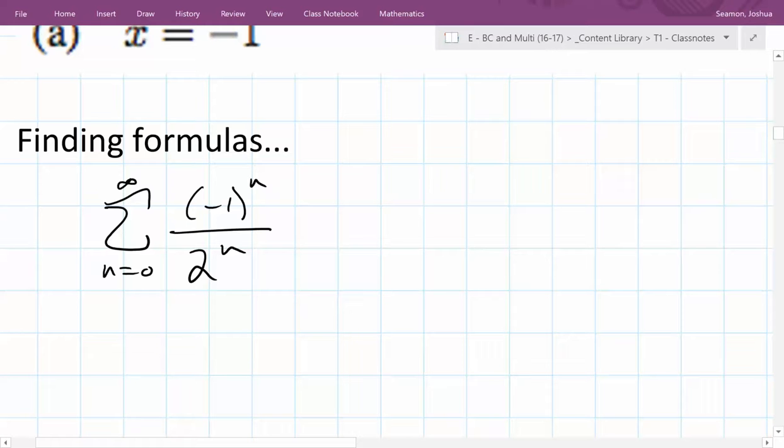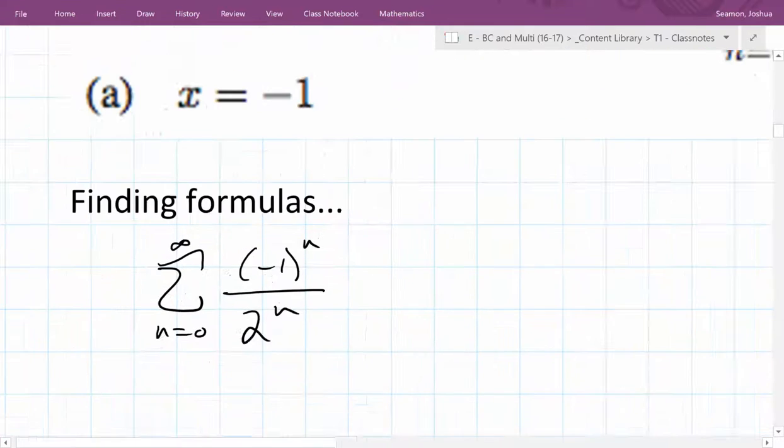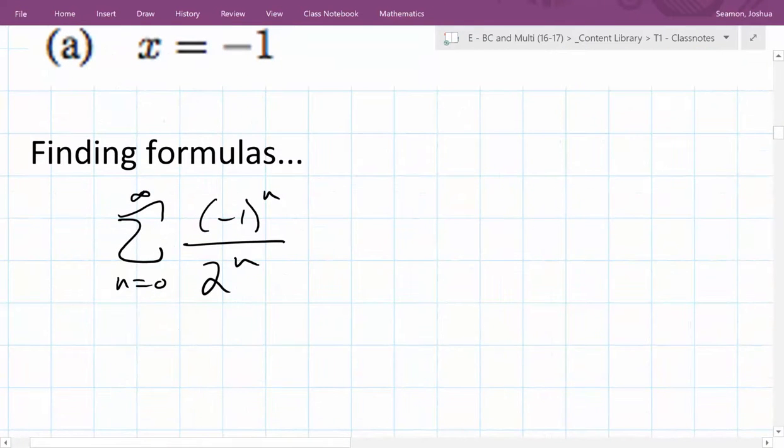If we were to write out the terms, and it starts at n equals 0, by the way, so if we plug in 0, what's the first term? 1. And what's the second term going to be? -1/2, and then plus 1/4 minus 1/8, etc., right? What kind of series is that? Come on. It is geometric. And it's geometric with ratio what?